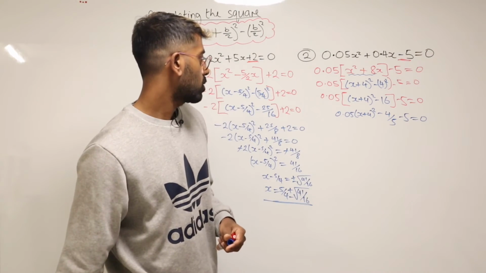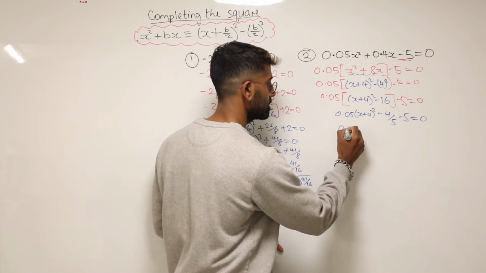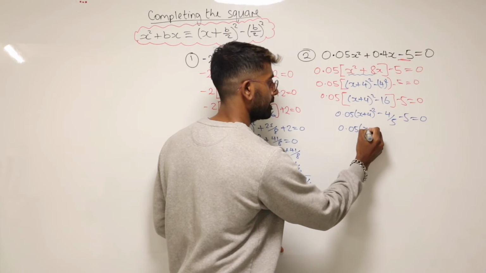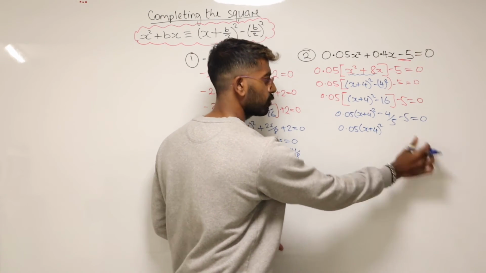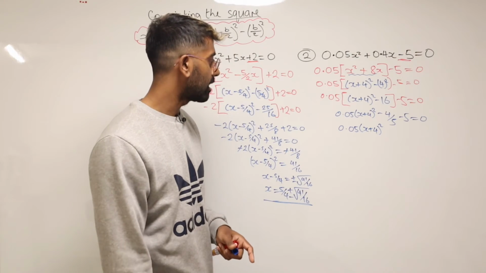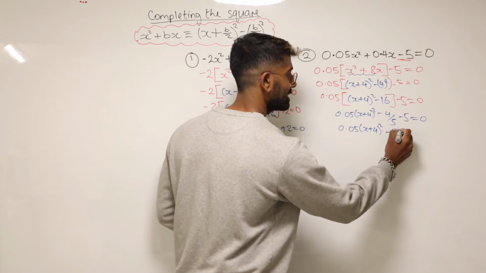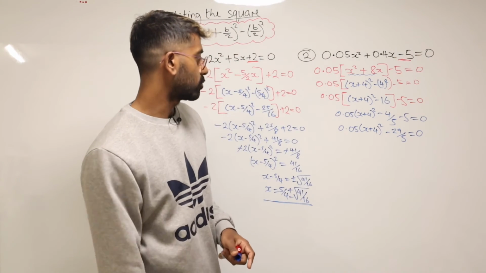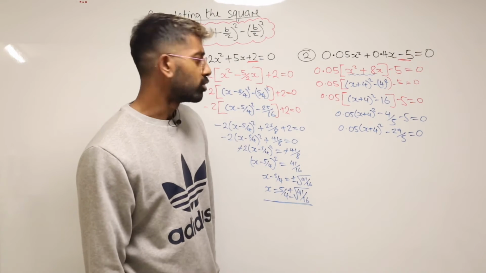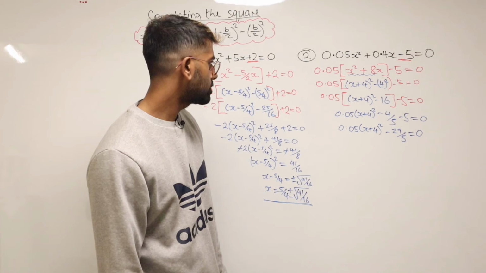There we go. And then just neaten up this little bit over here. So that would be 0.05, and then that there. Minus 4/5 minus a fifth. It's 25, 29. So I think minus 29 over 5 equals 0. So I think that should be good over there. It should be good. And now we need to go ahead and solve it.